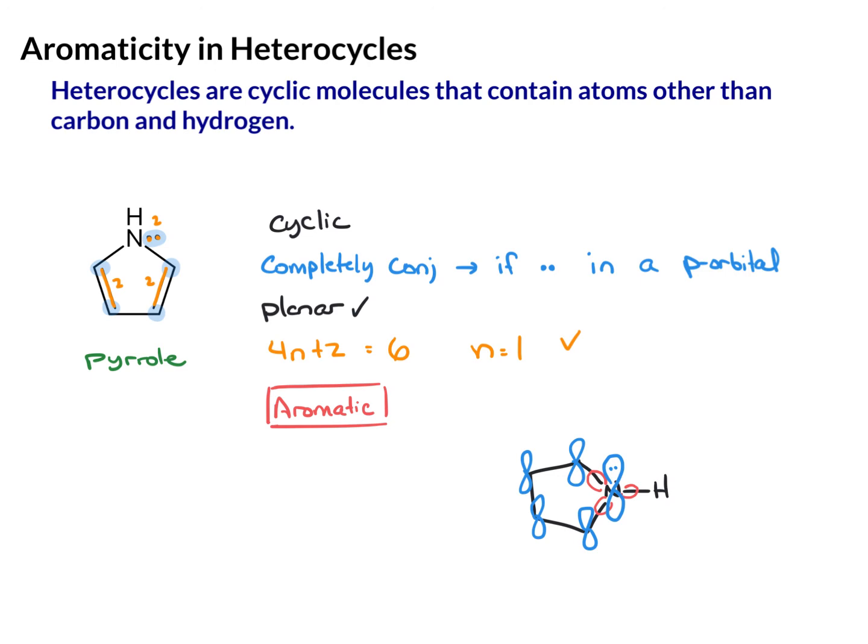Just to give you a couple of similar heterocycles that you should know. A similar one where we have oxygen instead of nitrogen. This is called Furan. Again, the oxygen has lone pairs. And then the sulfur counterpart, this is called thiophene.